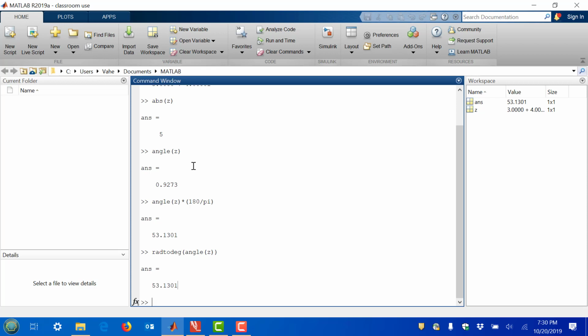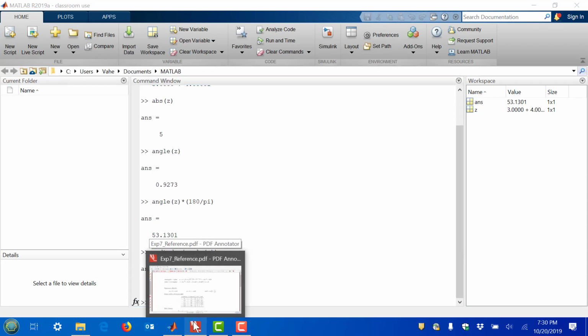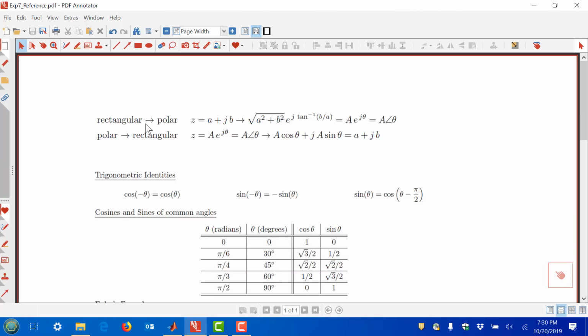The other thing you should know is that Matlab accepts both rectangular inputs as well as polar inputs. Just to go back and make you aware of this, I have a reference sheet for you. When we have z equals a plus jb, that's rectangular form, and we can convert it to polar form, which is represented by an amplitude and an angle. The a and the theta represent the amplitude and the angle, and we can write it two ways: a e to the j theta or a at the angle theta. These are equivalent notations.